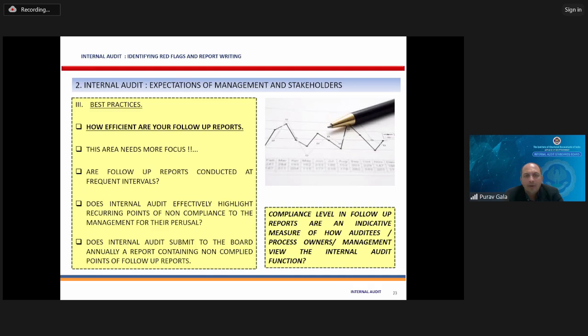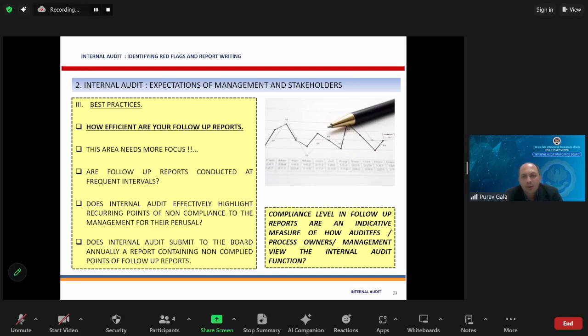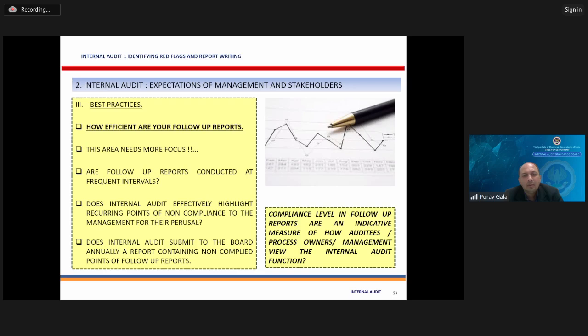So, how efficient is your follow-up report? I think this is one area where most of the auditors miss the bus. And in fact, you should be insisting your clients also focus on this area.